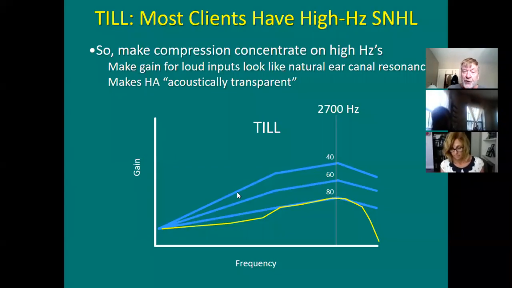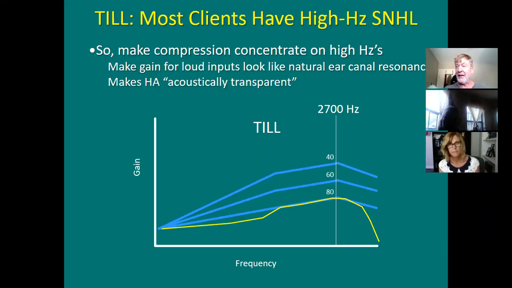So if I start sharing screen, look at the reasoning behind TILL. They say for soft inputs, lots of treble gain. Oh, look at this, I drew 2700 hertz on here. See? Lots of high frequency gain for soft inputs, less high frequency gain for average inputs, and less high frequency gain for loud inputs. Wow, look at the gain of the hearing aid. It's looking an awful lot like the outer ear canal resonance that I drew in yellow.